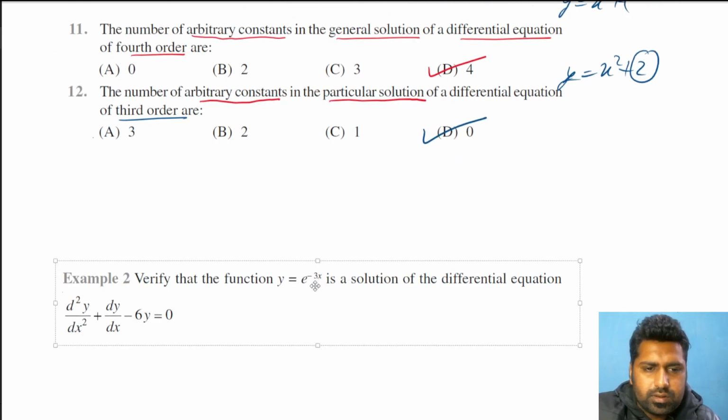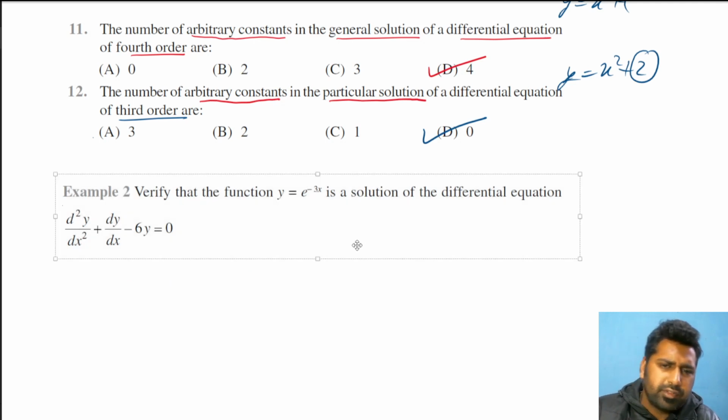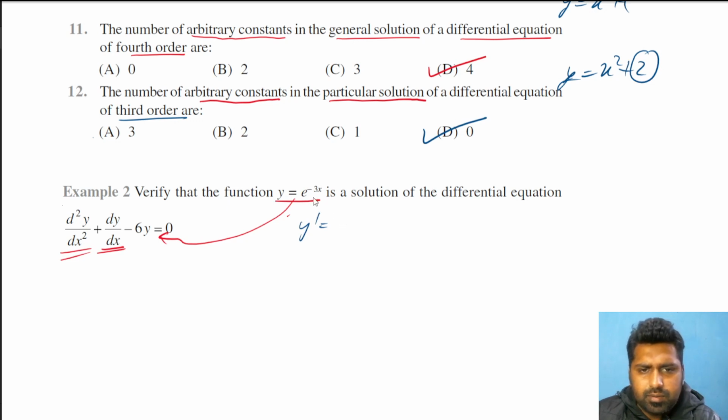All right. Let's see how to verify whether something is a solution of a differential equation or not. Although I've given you the idea, you have the y, you put the value of y. You need the value of dy by dx also, and d square y by dx square also. So let's first generate those. Let's generate y dash or dy by dx. That will be minus 3 into e raised to power minus 3x. Y double dash will be minus 3 again, so it will be 9 e raised to power minus 3x.